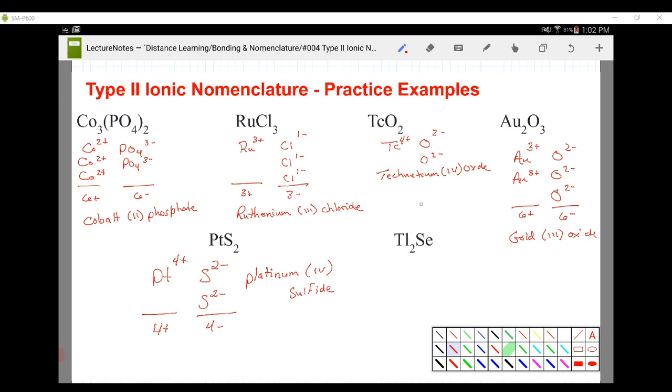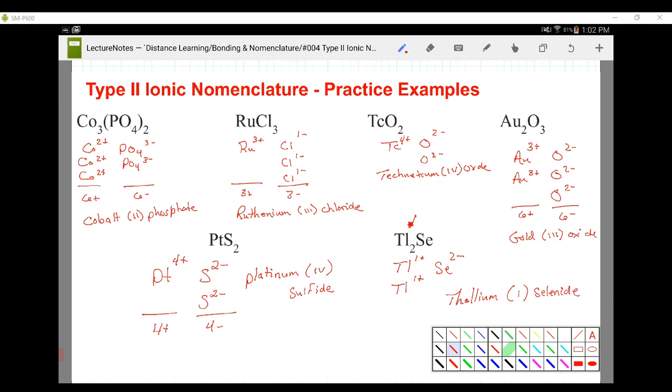Then last one, please be very careful. There is always somebody who makes this TiSe. This is not Ti, this is Tl, thallium. There are 2 of those. One of these Se. We know that selenium always has a charge of -2. So each of these Tl must have a +1 charge. So this is thallium 1 selenide.